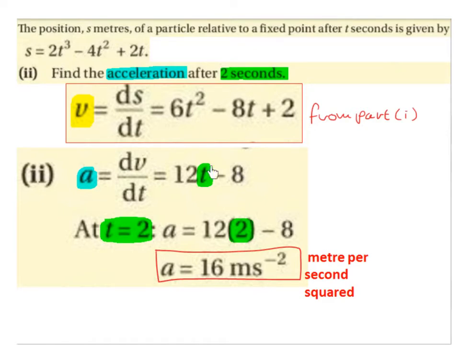So now we have the acceleration, and we were interested in the acceleration after 2 seconds. So we swap that t for 2 with brackets. So 12 times 2 minus 8 is 16. So the acceleration after 2 seconds is 16 meters per second squared.